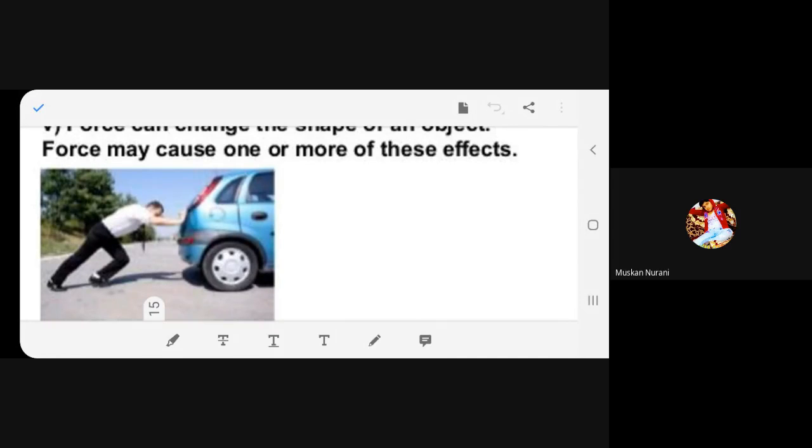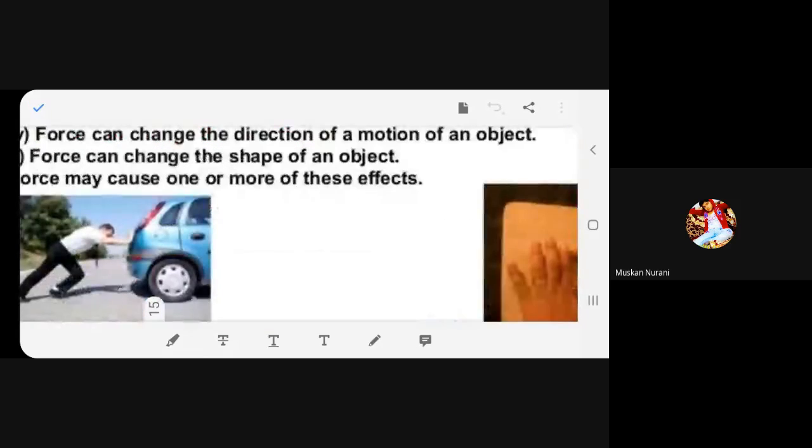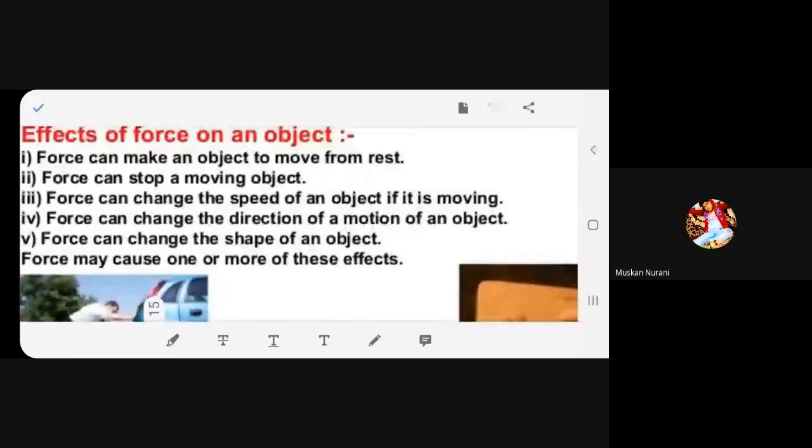The car was at rest. He applied a force. The car starts moving. So unless the force was applied, the car will not move. You agree on that part? The car was at rest, so I applied the force and the car starts moving. So I can change the position of the object by applying force. So it can make an object get into motion.